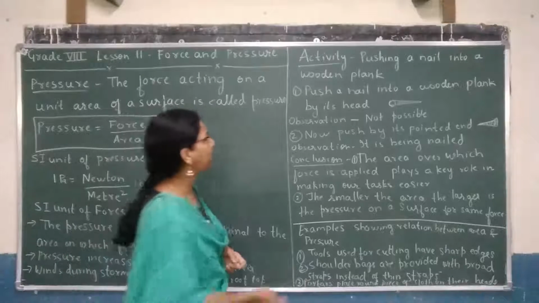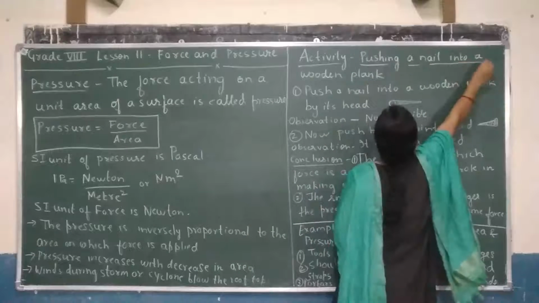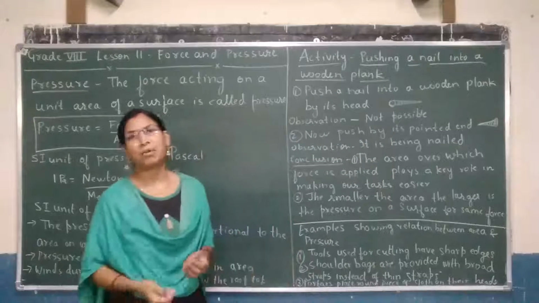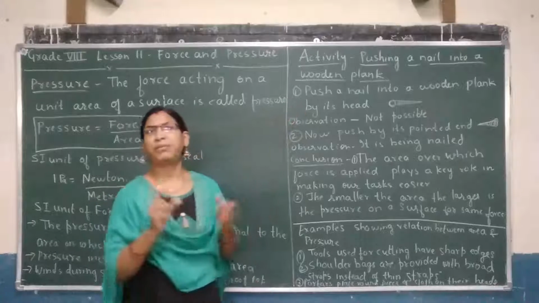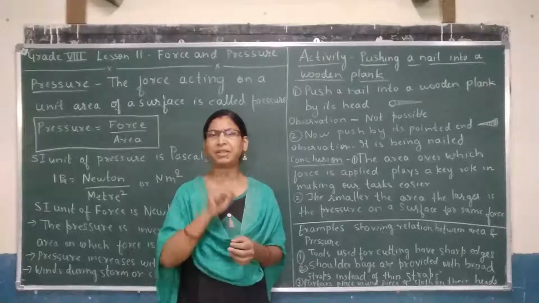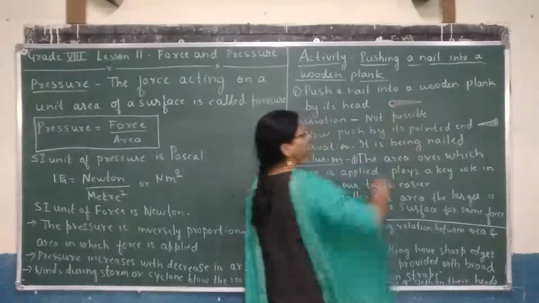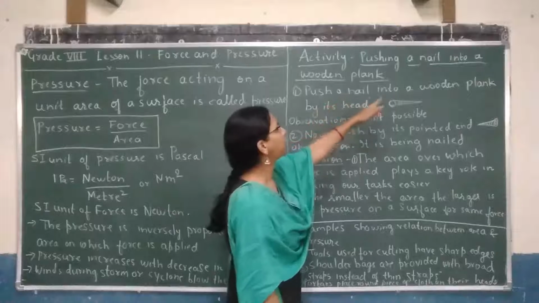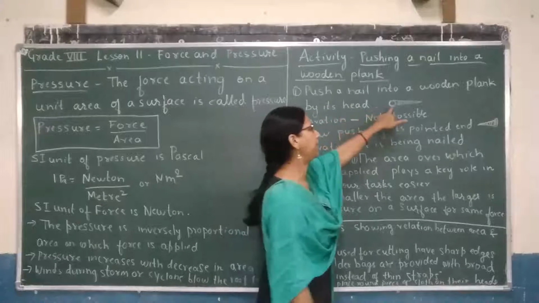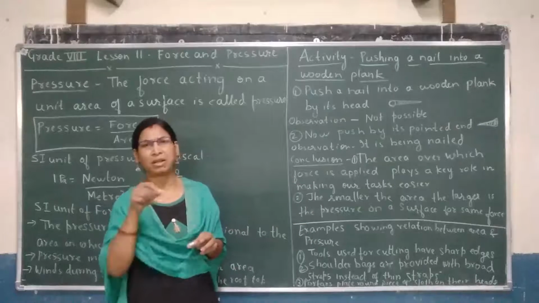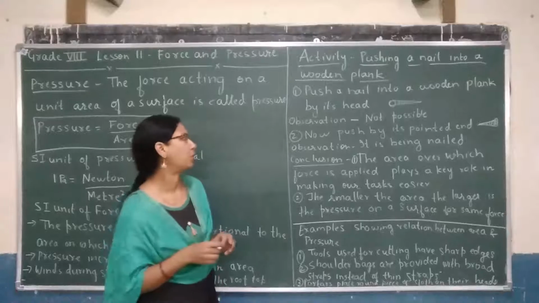Our activity is pushing a nail into a wooden plank. How to do this? We need a wooden plank and a nail. You know that a nail has one head region and one pointed region. Our first step is we should try to push a nail into a wooden plank by its head. Will it go inside the wooden plank, children? No, it will not go.